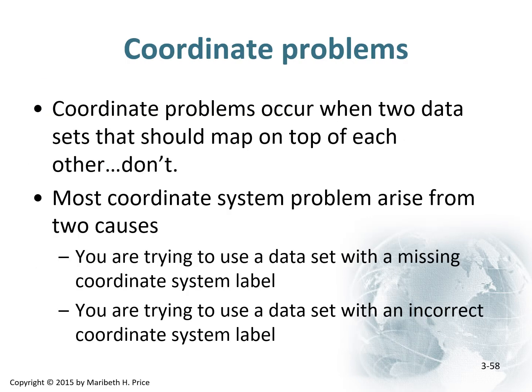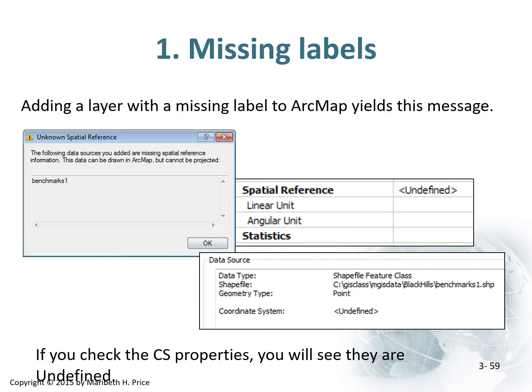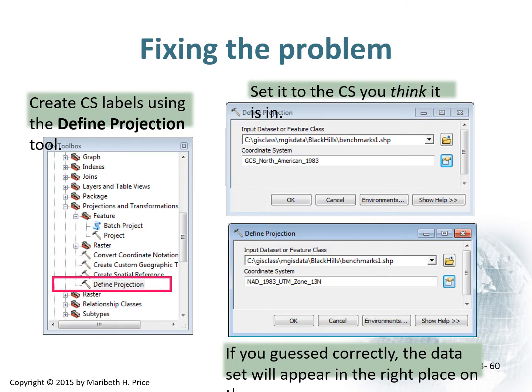So there are some problems that come up with coordinate systems. It's important that you understand what they are and you know how to fix them. The two big ones are a missing coordinate system label or an incorrect label. With missing labels, you get a warning telling you it can be drawn but it can't be projected. When you have that, you've got to fix it. The way you fix it is you give it a label, and you do that with the define projection tool. And that's how you fix it.